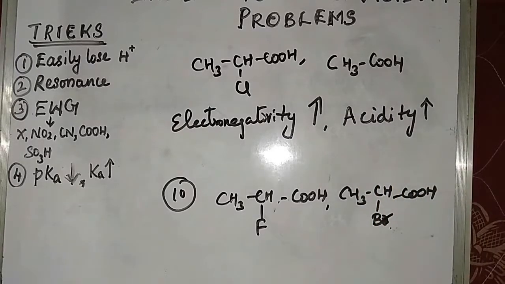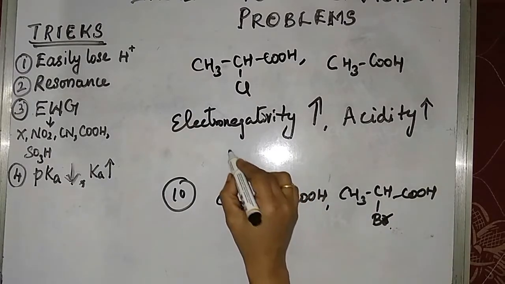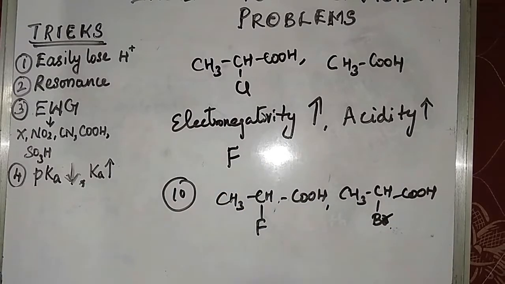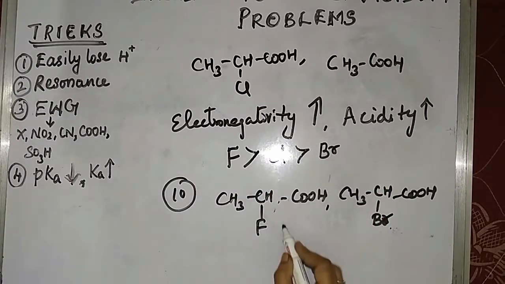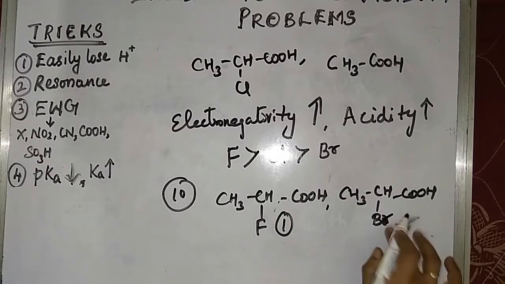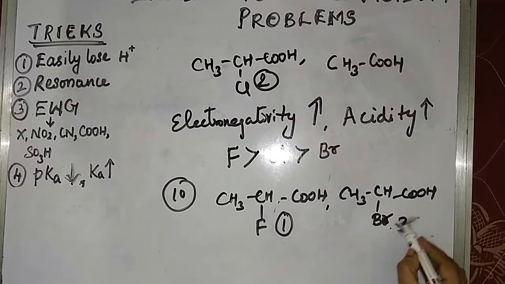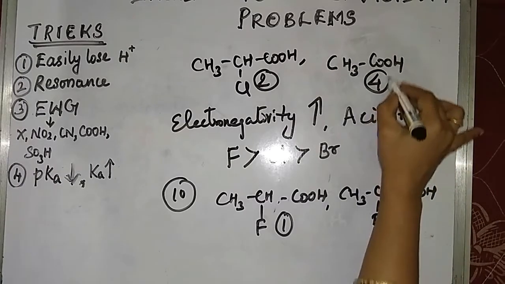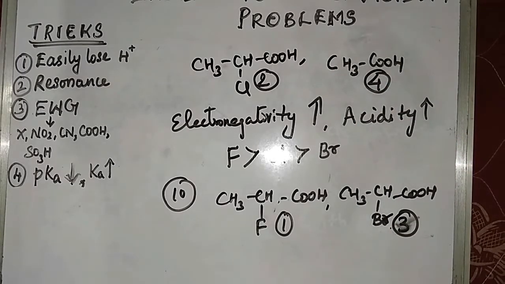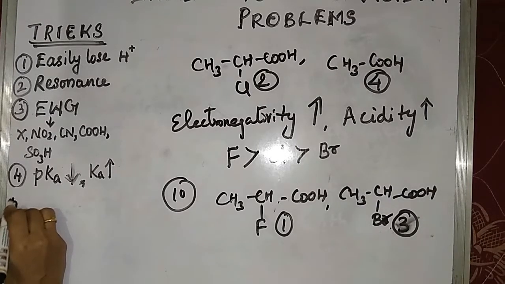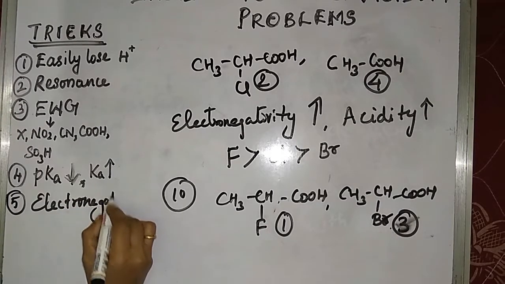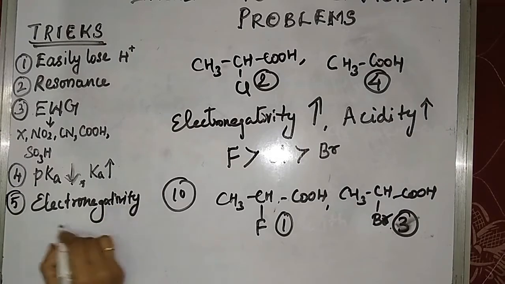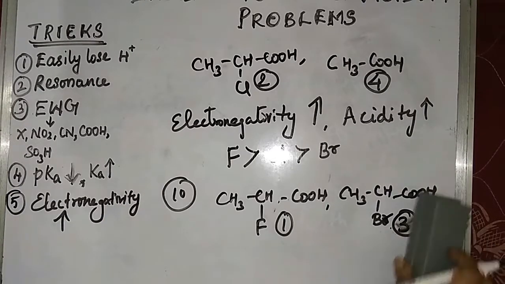increases the acidity. Compared to these halogens, fluorine has more electronegativity than chlorine and then bromine. So this comes to the first place, and this comes to the second place, and this comes to the third place. Acetic acid is the 4th one. The electronegativity also plays a role in acidity. Keep that in mind. I didn't mention it over here. If electronegativity is higher, it increases the acidic character.